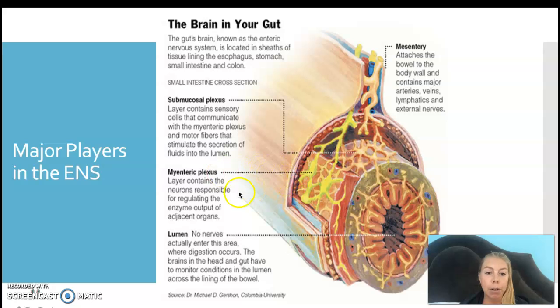And then the lumen has no nerves actually entering this area. It's this internal part of the small intestine where digestion occurs.